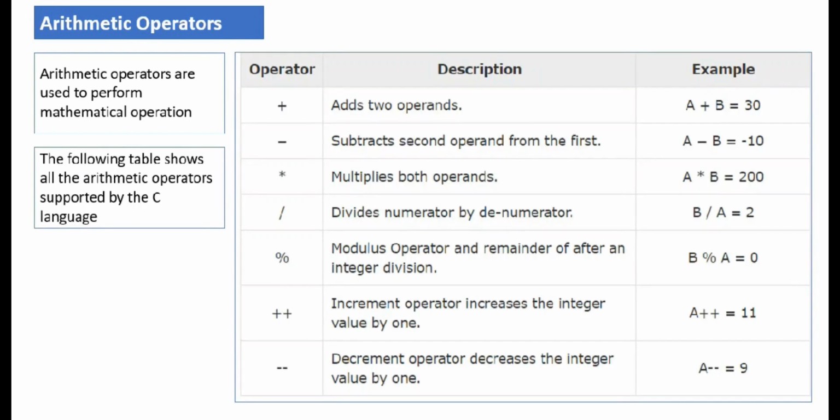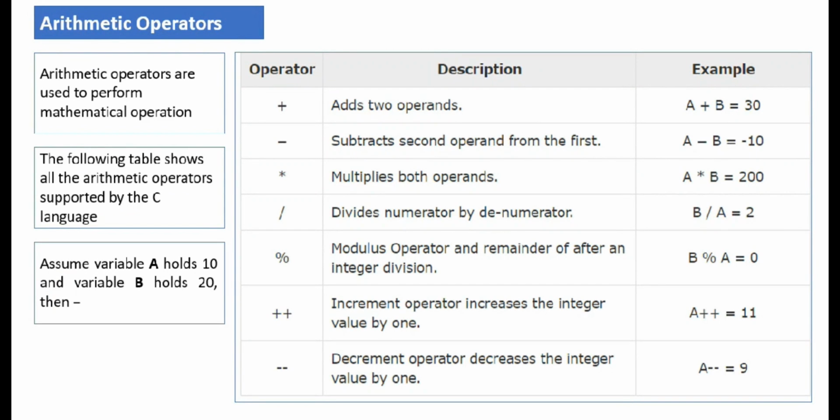Arithmetic operators. Arithmetic operators are used to perform mathematical operations. The following table shows all the arithmetic operators supported by the C language. Assume variable A holds 10 and B holds 20. Then this is the table for the operators and the result. Plus, so A plus B, that is 10 plus 20, 30. Minus, that means 10 minus 20, minus 10. Multiplication, 200. Division, 20 by 10, that is 2.